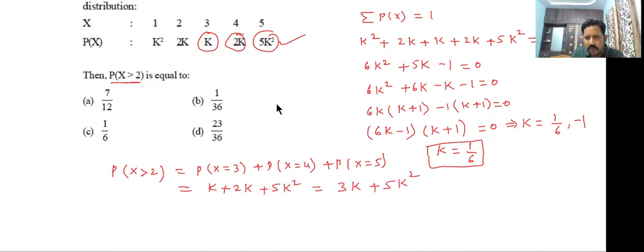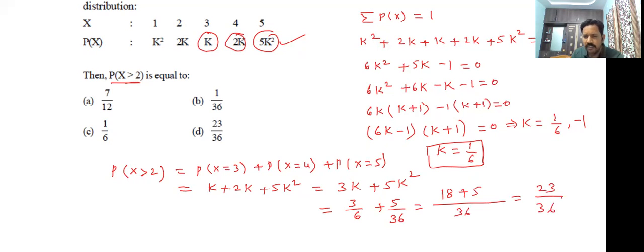Already we know the k value is 1 by 6. Substitute here: 3 by 6 plus 5 into (1 by 6) whole square, that is 1 by 36. Take LCM 36: 6 threes are 18 plus 5. This is 23 by 36. So the answer is 23 by 36. Which option is correct, students? Fourth option. This is a very, very easy question. Okay, I think all of you understood now. Thank you.